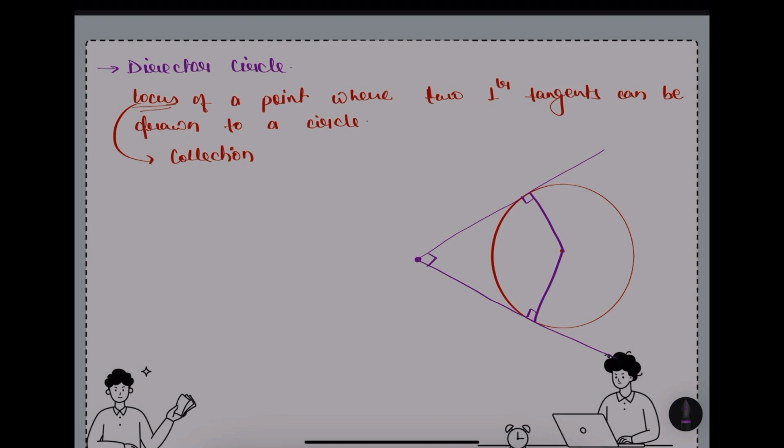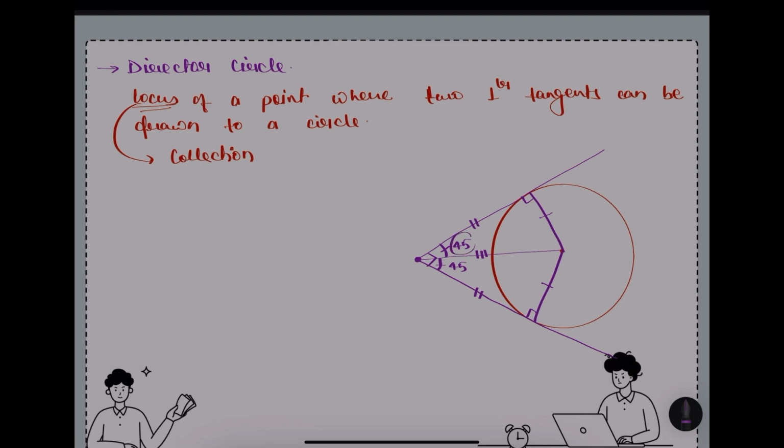Now look at this. If I connect the outside point with the center, you know that this is equal to this because both are radii. You know this will be equal to this because tangents drawn from an external point are equal, and you know this side is common. So by the side-side-side property, these two triangles are congruent. So the angles are equal, so each is 45°. Earlier it was 90°, so now half of it becomes 45°.